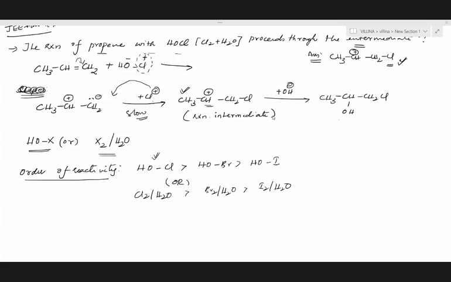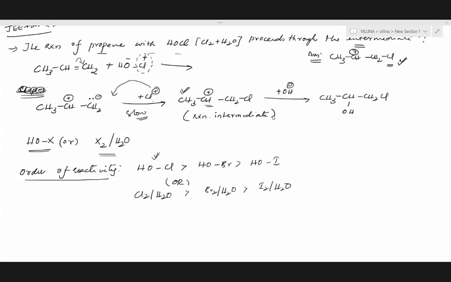Okay, and as I was saying, either we can directly use HOX or else we can use chlorine, any of the halogen gases in presence of water, or an aqueous solution of chlorine. So either we can use the notation HOX or we can use X2/H2O, which means aqueous solution of the halogen gases. It means the halogen gas will be bubbled through the water, and for that momentary time we will be performing the reaction.